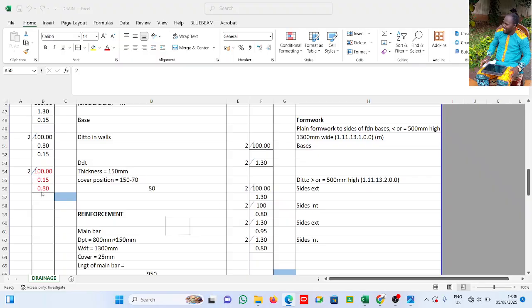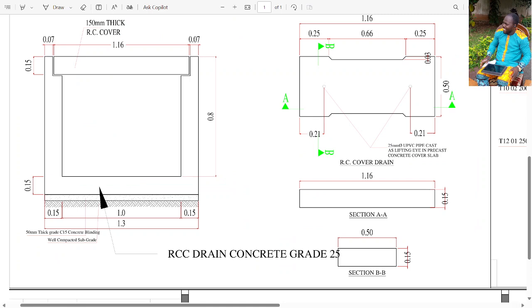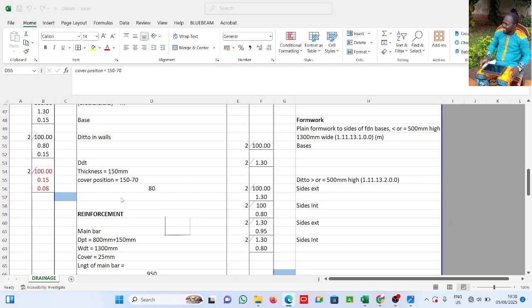I have to remove that little part. This is 80. Okay, this is 100 by the length, the width. This is the thickness of the concrete. This is 0.08, not 0.8. All right, see here, cover position 150 minus 70 is this 0.07. All right, so that's what we have. By 2, it is 2 sides, of course.